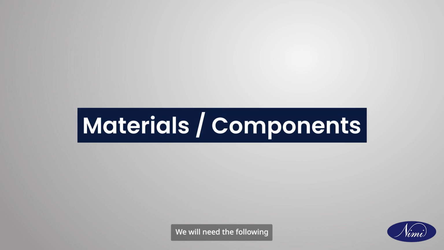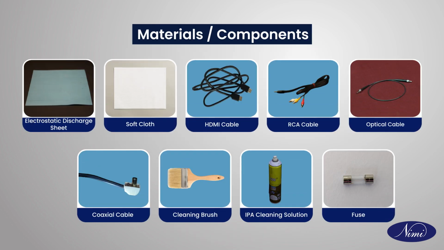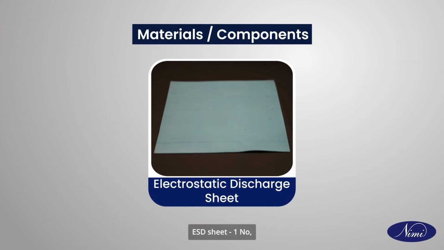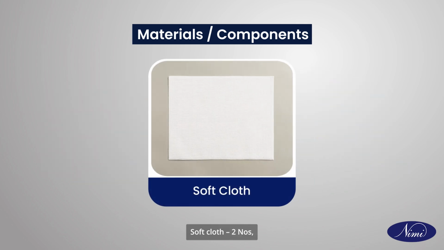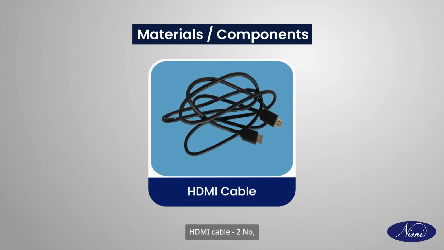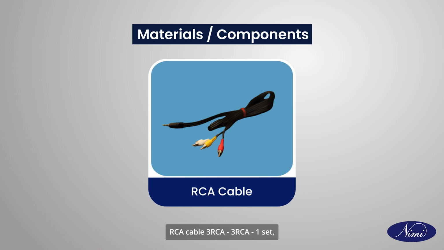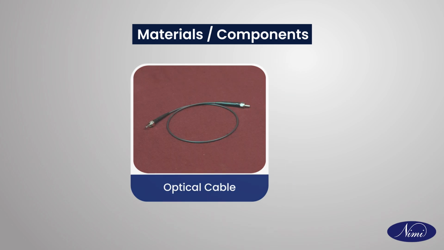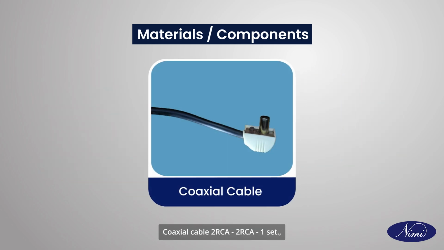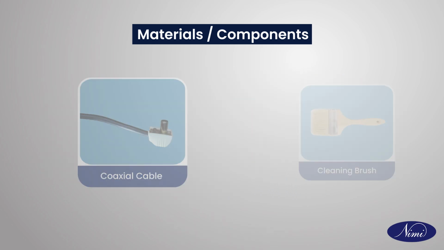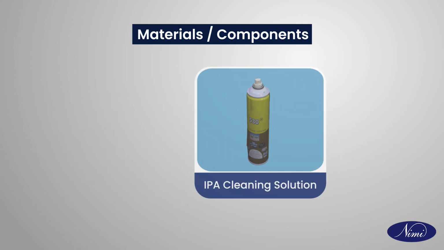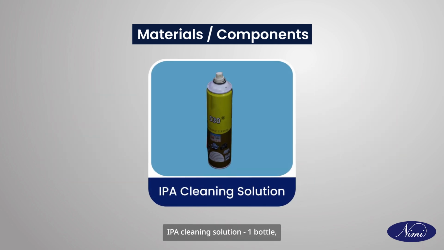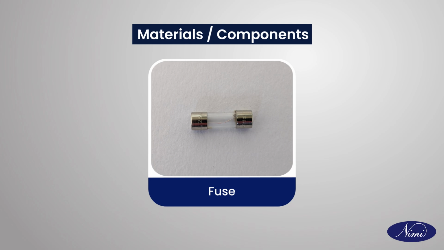We will need the following materials and components: ESD sheet 1 number, soft cloth 2 numbers, HDMI cable 2 numbers, RCA cable 3 RCA 3 RCA 1 set, optical cable SPDIF 1 number, coaxial cable 2 RCA 2 RCA 1 set, cleaning brush 1 number, IPA cleaning solution 1 bottle, and fuse 1 number.